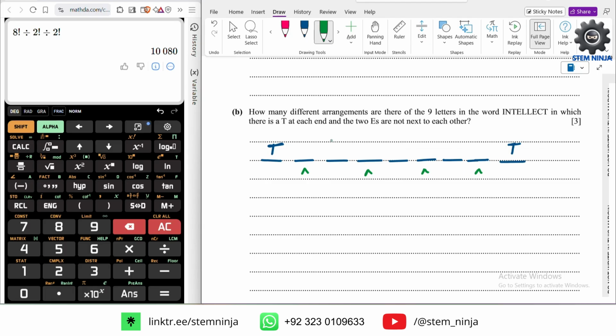Right? Or it can come over here. Alternate places. Okay, so a better way would have been to just write whatever was left. We have I, we have N, T is gone, we have L, we have L, we have C. Right, so 1, 2, 3, 4, 5, 6, 7, 8, and 9. Right.